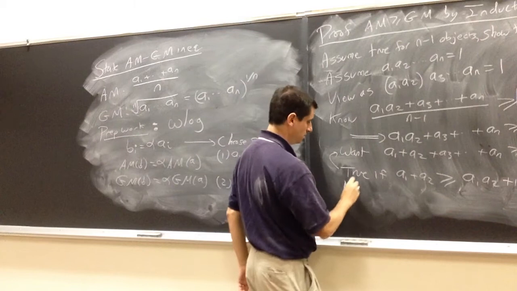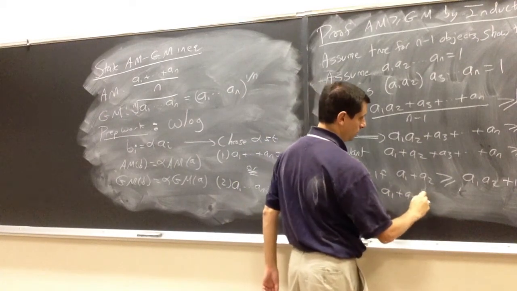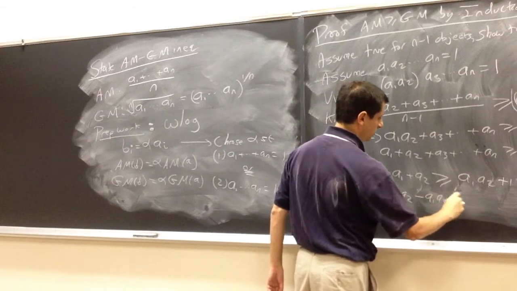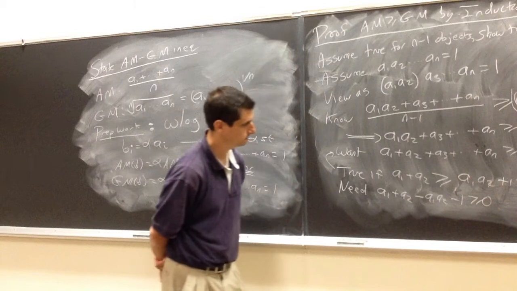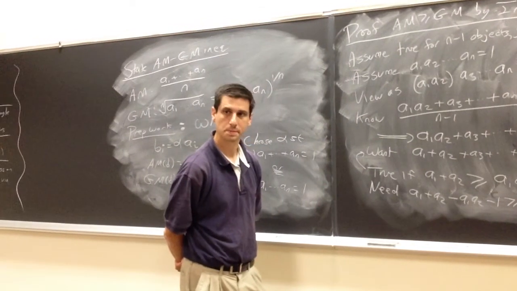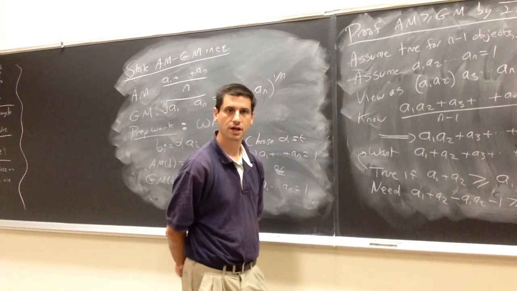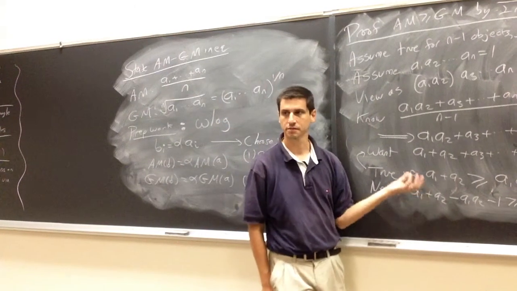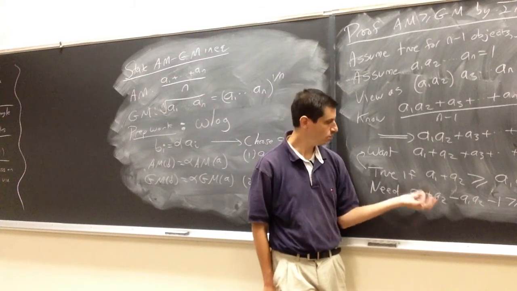So I need a1 plus a2 minus a1 a2 minus 1 to be greater than or equal to 0. Okay? Any questions as to how we got here? All right, so now we're almost done.